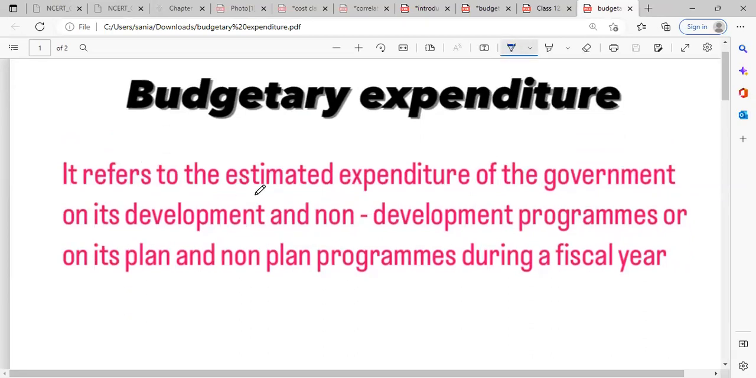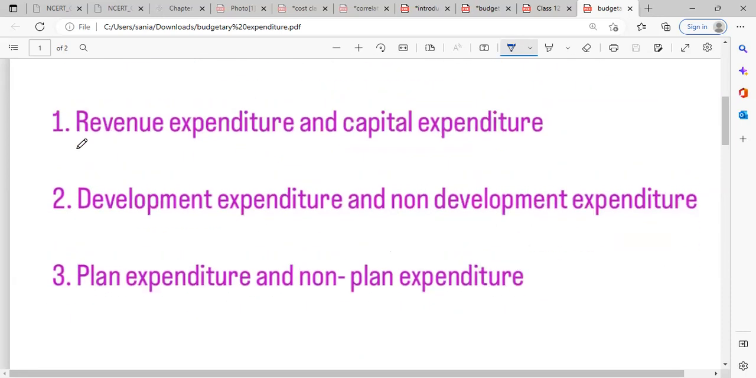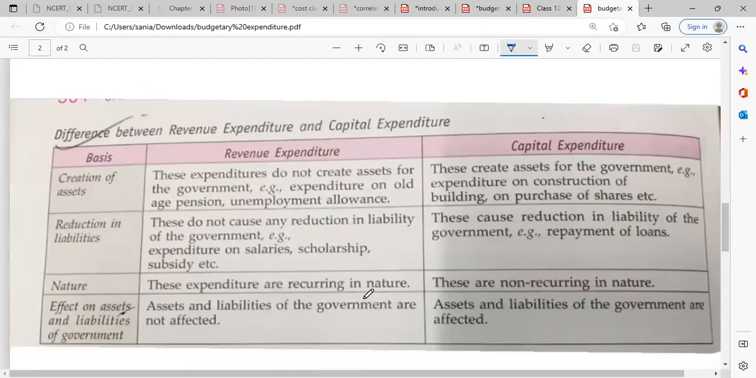Budgetary expenditure refers to the estimated expenditure of the government on its development and non-development programs, or on its plan and non-plan programs, during a fiscal year. So over here, there is revenue expenditure and capital expenditure, development and non-development, plan and non-plan. So let's study this one by one.